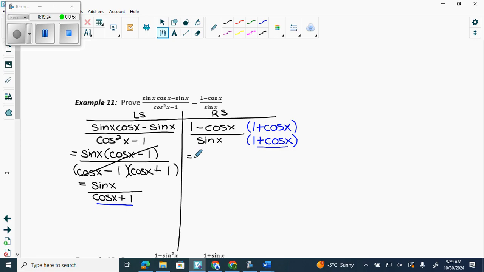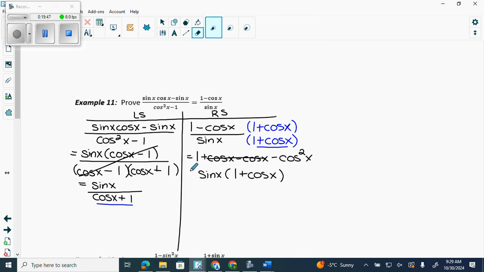So in the numerator, I'm going to get 1 times 1, which is 1, plus cos x, minus cos x, minus cos squared x. These cancel. And I'm left with sine x. Now, the reason why you multiplied by the conjugate is to be able to use the Pythagorean theorem formulas, right? The reason why you multiply by the conjugate is you can use these three, right here. That's the point.